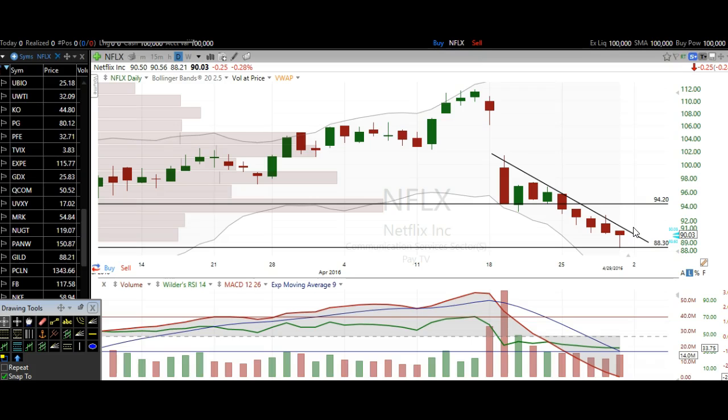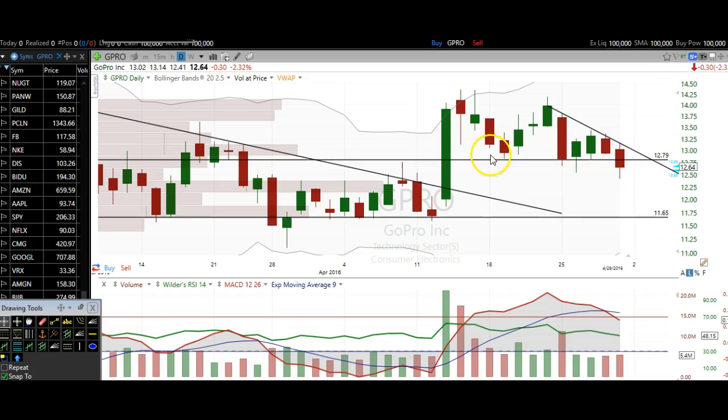Next, I'm going to cover GoPro. GoPro, we've got a support break right here from the low of this candle, the close of this candle, the open of this candle right here, the low of this candle, and then we broke below that right here. We've got the lowest close that we've had since this candle right here. It's the lowest close that we've had in a while, and we broke below this support right here. Would not be surprised to see GoPro retest this support at 1165 approximately.